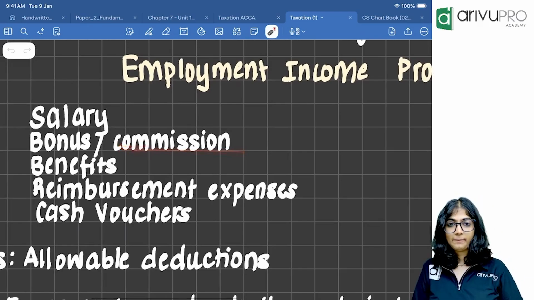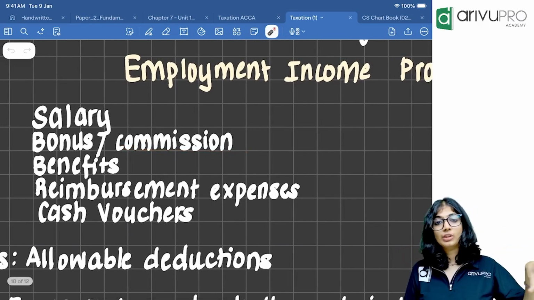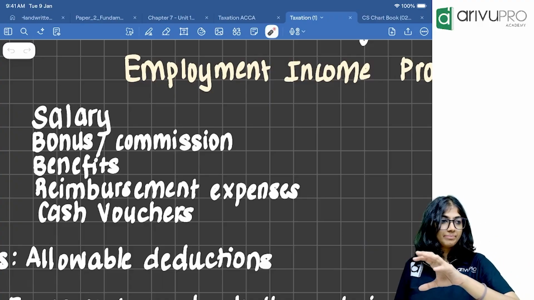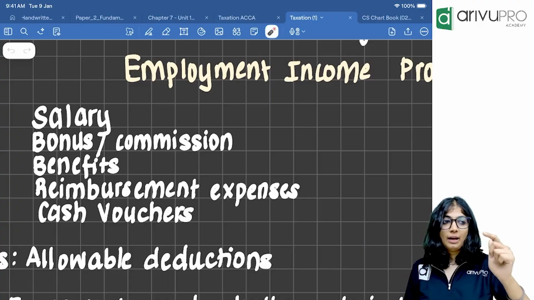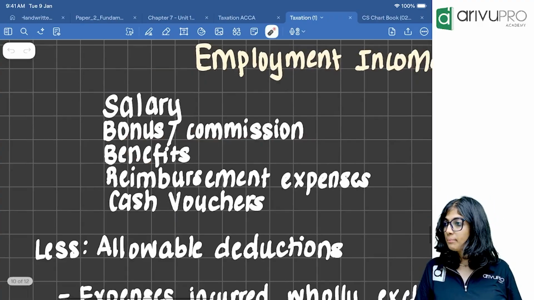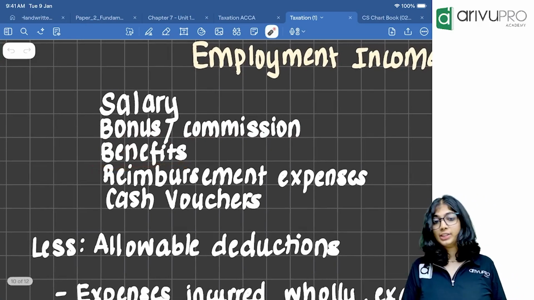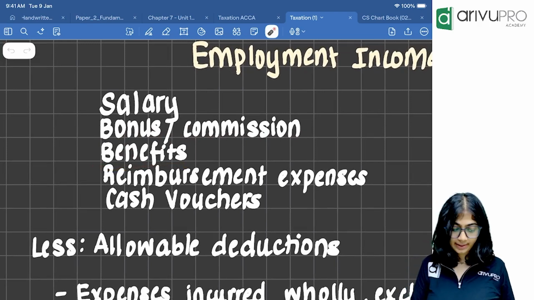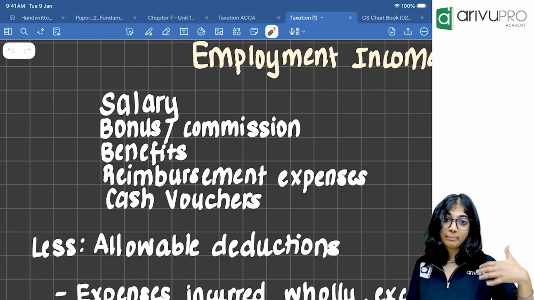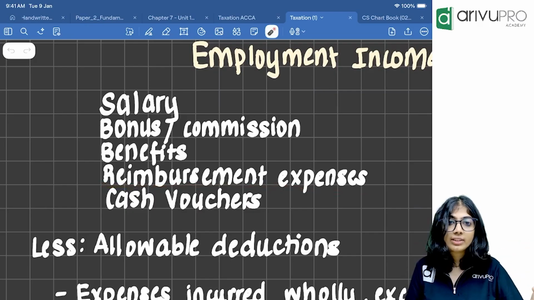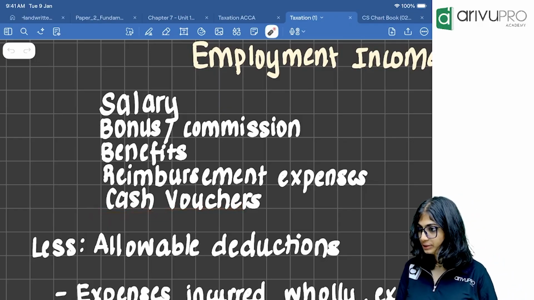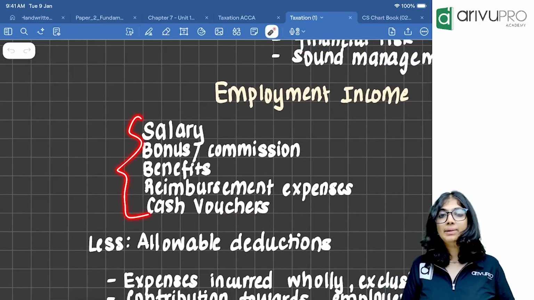If you are in sales, you will have a basic salary. For example, you are earning 15,000 per month, and then for every sale you make, you will get a commission. That also comes under your employment income. Any kind of benefits that you're getting also come under employment income. Reimbursement, where you paid some expenses and you're getting reimbursed, such as medical reimbursement, car travel reimbursement, food reimbursement, that kind of stuff. And you have cash vouchers as well. All of this will come under employment income.